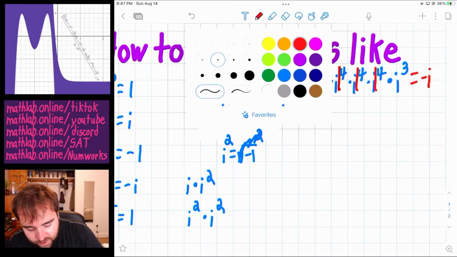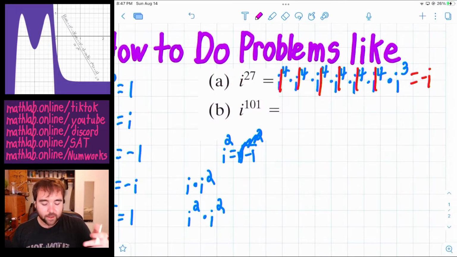So see how I did that? I took out how many groups of i to the 4th we can take out. And we don't even care how many we take out. We just care what's left over. So we're dividing it by 4, and we're looking at the remainder.